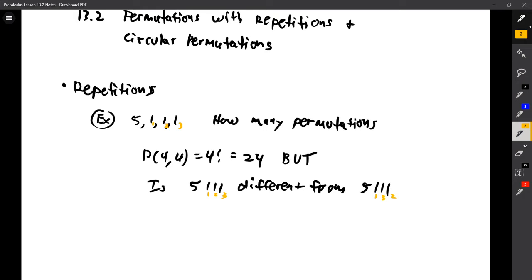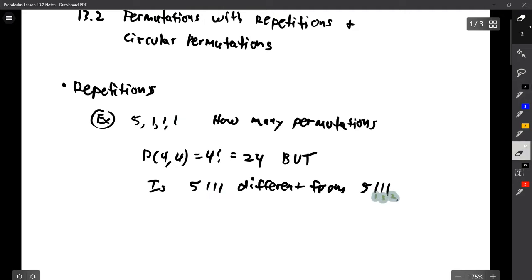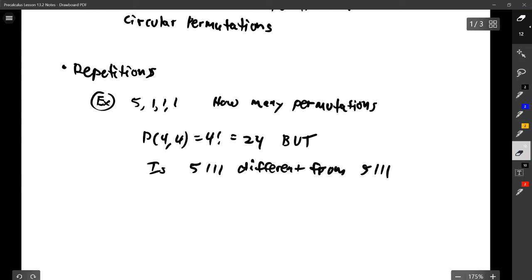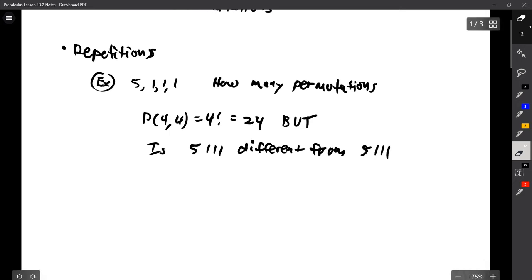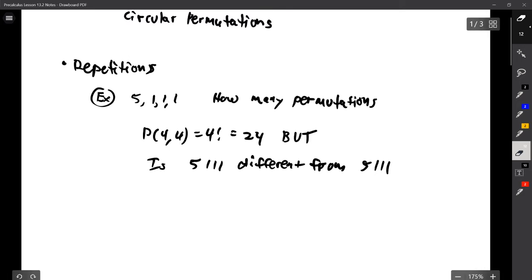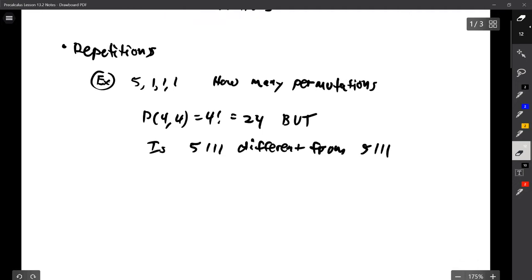But if the ones are not distinguishable from each other, and we just have 3 identical ones, then no, 5, 1, 1, 1 is not different from 5, 1, 1, 1 if I rearrange the ones, right? Because they're identical to each other. So what we do is we do this.